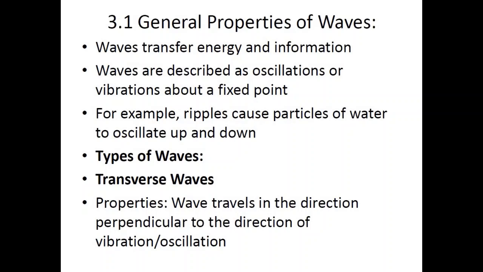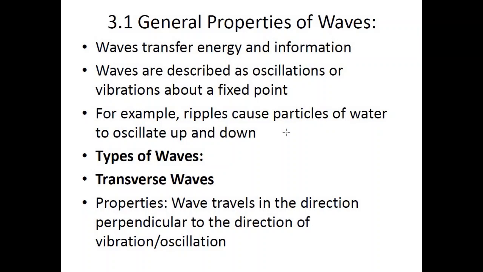Now the first thing you need to remember about waves is that waves only transfer energy and information in the context. They do not transfer matter. They are described as oscillations or vibrations about a fixed point. For example, ripples cause particles of water to oscillate up and down. There are two types of waves. One is known as transverse waves, and the other ones are known as longitudinal waves.